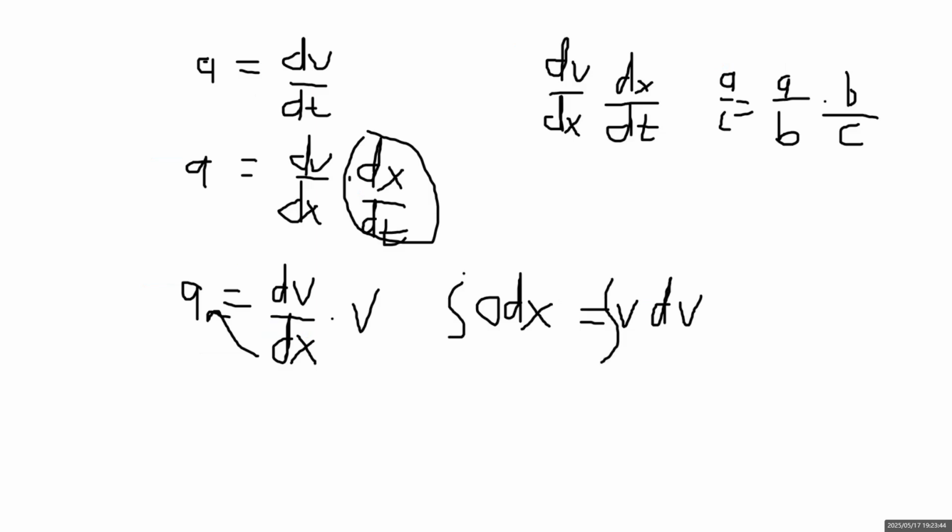Integrating both sides. Now a is a constant, so it goes outside the integral. So the integration of a dx is just ax. And this, by the power rule, is v squared over 2 plus the arbitrary constant c. Now, what's this arbitrary constant? We know at t equals 0, even though time is not in this equation, x is going to be x naught, and v is going to be v naught.